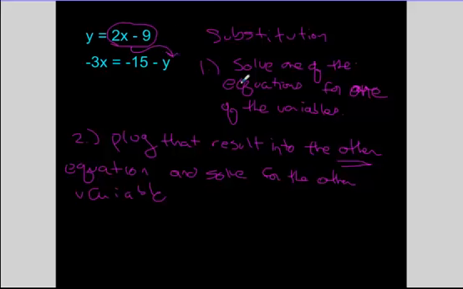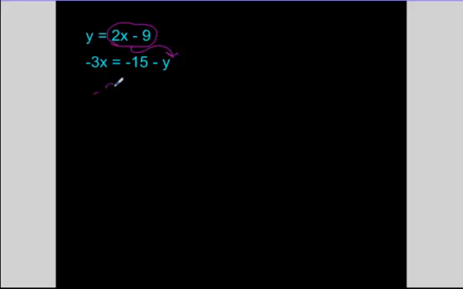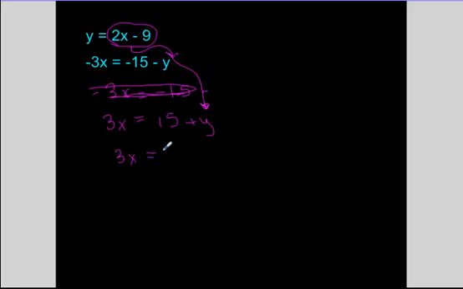All right, now we're going to have to do some work. So I'm going to have negative 3x equals negative 15 minus, you know what? I'm not going to do this. I see a negative for every single one of these terms. I'm going to multiply this by a -1. And I am going to get 3x equals positive 15 plus y. Way easier. I'm going to plug this in there. So I'm going to get 3x equals 15 plus, and then my y, 2x minus 9. Now solve this for x.